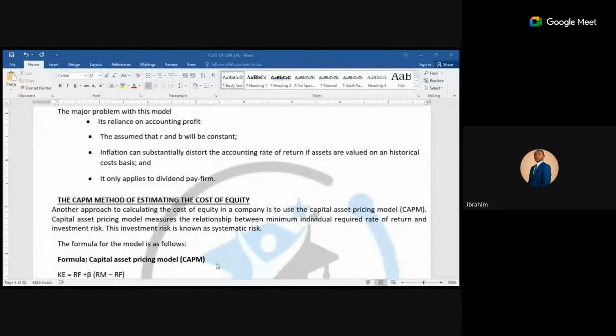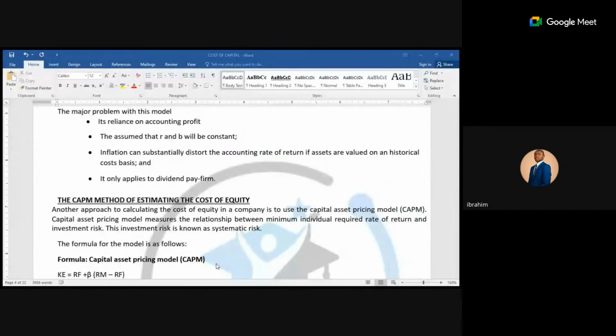Class, sometimes the question will not tell you to use the capital asset pricing model to determine cost of equity. But in that question, if you see some ingredients of the capital asset pricing model, then you will know that yes, for me to determine this cost of equity, I can't use dividend. There's no dividend in this question. So I'm to use the capital asset pricing model.